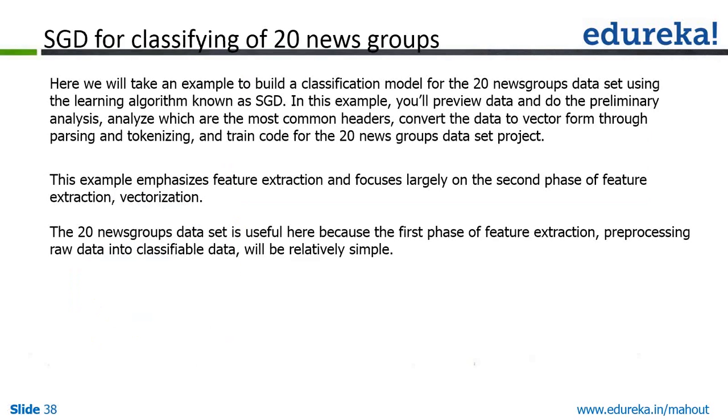So this one, the 20 news group data, we will use for the naive Bayes and random forest, not for the SGD. For the SGD one, we will use the same stock market option which I told you.